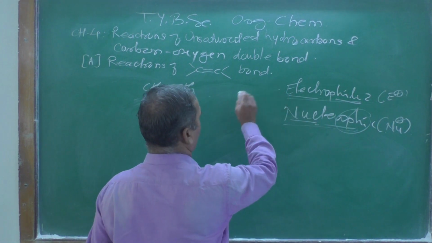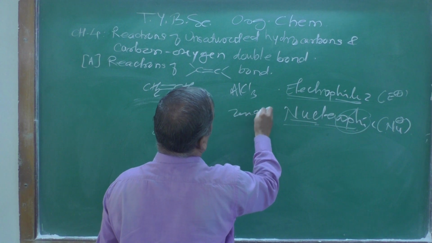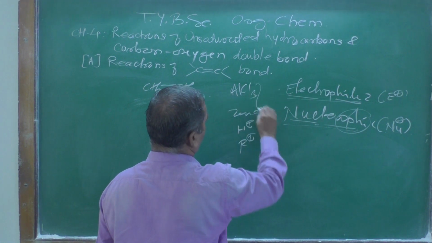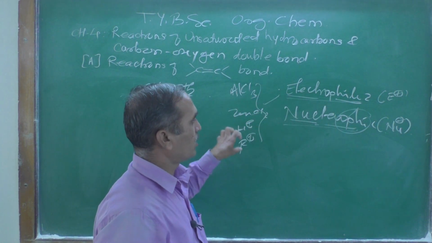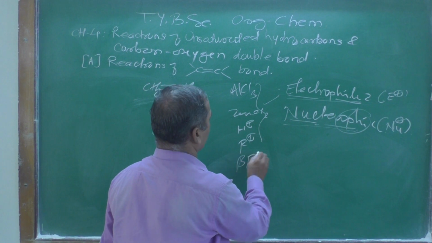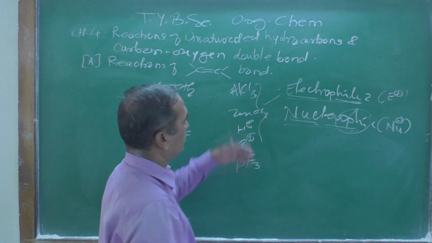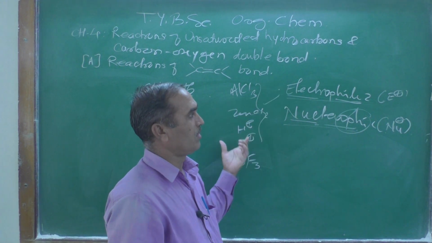The examples are AlCl3, ZnCl2, RH plus, R plus, carbocation. These all are Lewis acids because they are electron deficient, or BF3, ZnCl2, all these are electrophilic or Lewis acids.